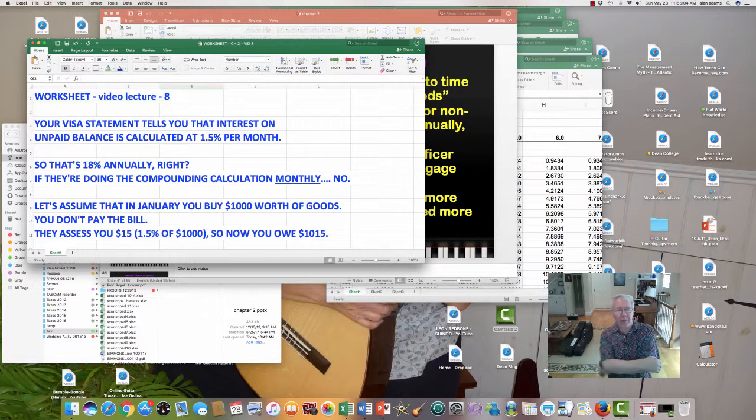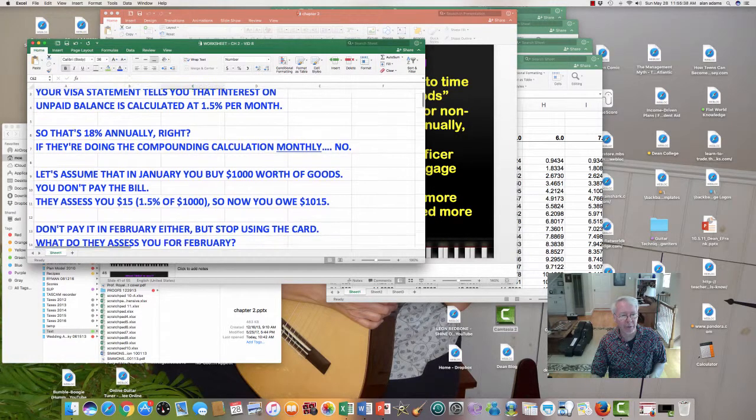Let's take your Visa statement or your MasterCard statement. It tells you that interest on your unpaid balance is 1.5% per month. Don't believe me, go look it up. Okay, so you might think to yourself, well that's 12 times 1.5, that's 18%. That's not true. Okay, because they are doing the compounding calculation monthly. Ladies and gentlemen, that means it's not 12 times 1.5%. It is not 18%. You might have heard of the effective annual rate. That's what I'm going to explain to you before we get into our next topic here in Chapter 2.